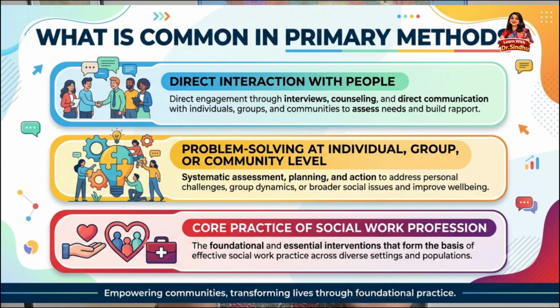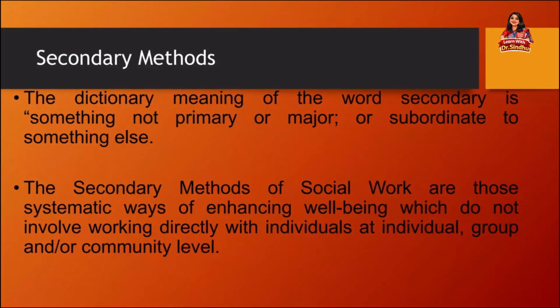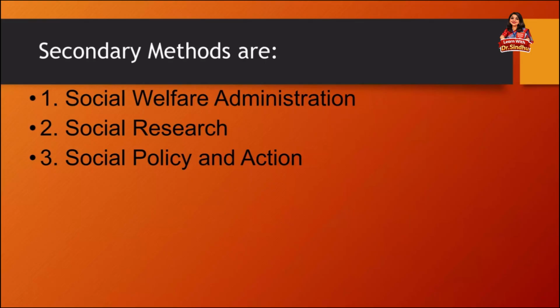Now, let's understand the supporting methods. The secondary methods are also called auxiliary methods because they support and strengthen the primary methods. They do not directly work with clients in the same way, but they improve the system of social work practice. Social welfare administration, social work research, and social action are secondary methods.